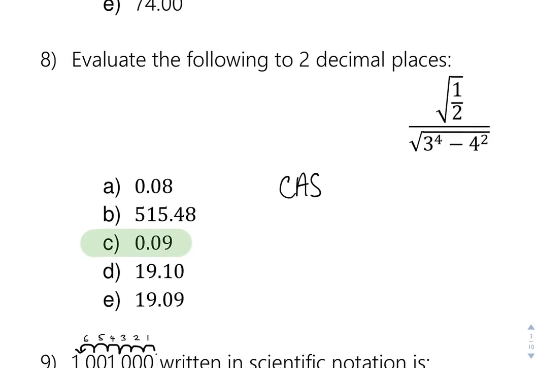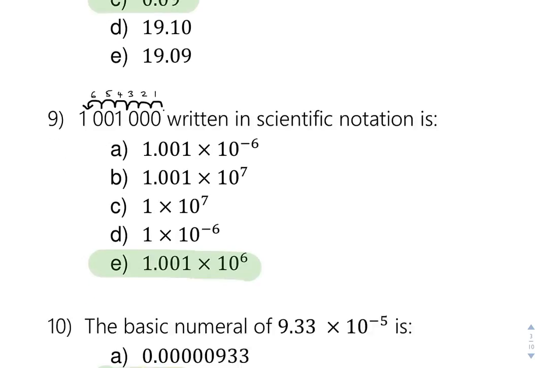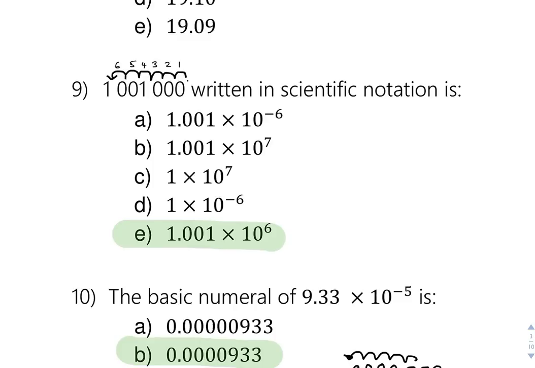Again, this is a CAS calculator question. If you need help with this question because you got it incorrect due to CAS, please seek your teacher's help on this. If you were using a scientific calculator, then I wouldn't be surprised if there was an issue. You should all at this stage have a CAS calculator, and if you don't, you need to get one immediately, please. Question 9 is scientific notation.